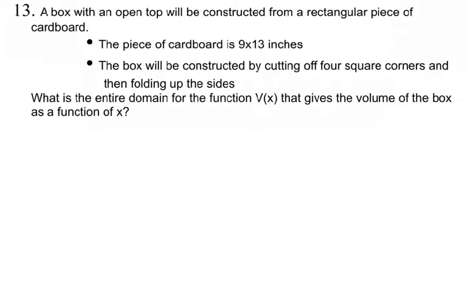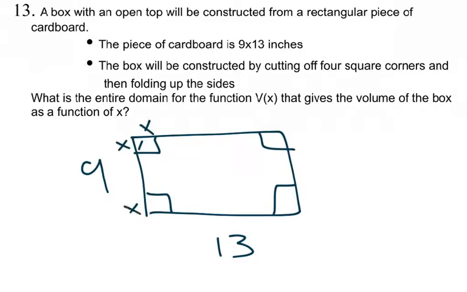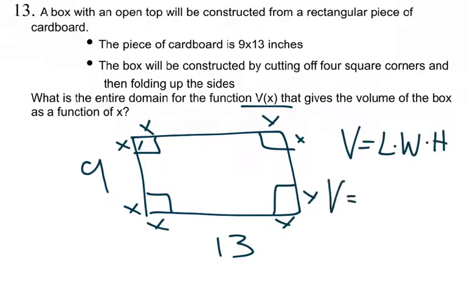Okay, this is like the popcorn task we talked about. A piece of cardboard is 9 by 13. You're going to take away 4 square corners. So remember that's x by x. Alright, you were talking about volume. Volume equals length times width times height. So my length was 9, but then I took away 2 x's. My width was 13, but I took away 2 x's. And the height of the box is determined by x. So now I'm going to graph that and find a relative max.